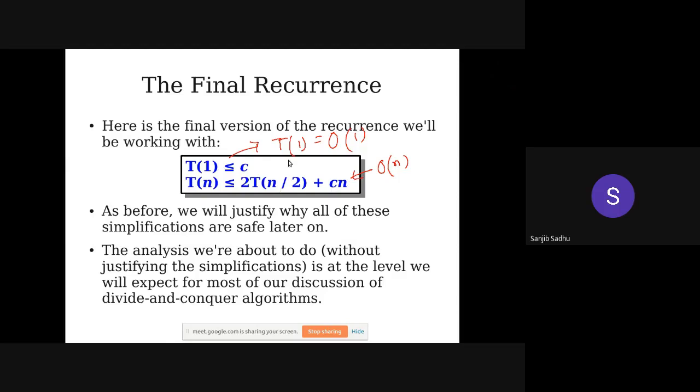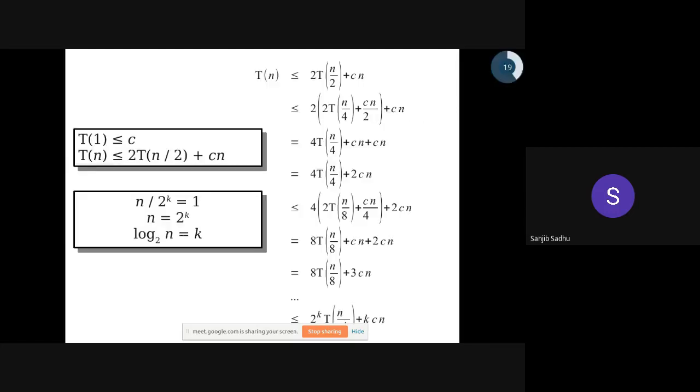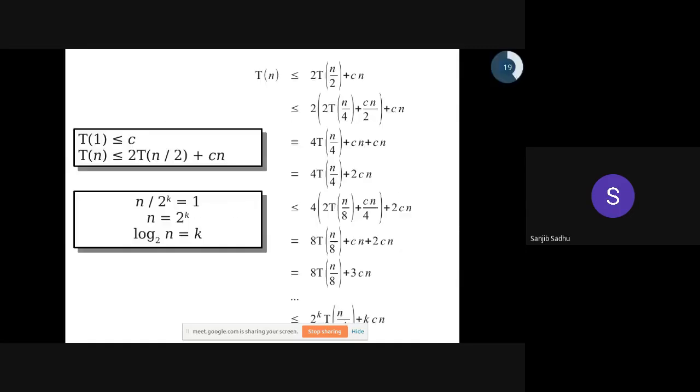Now, how to find out the solution for all this? There are mainly two methods, the iteration method and the recursion tree method. We will explain these one by one. First, I have already described in the last class what we mean by the iteration method. Iteration means you expand and then find the solution. So here, T(n) is less than or equal to 2T(n/2) + Cn, and T(1) is less than or equal to C. This is the main equation. Now we need to solve it.